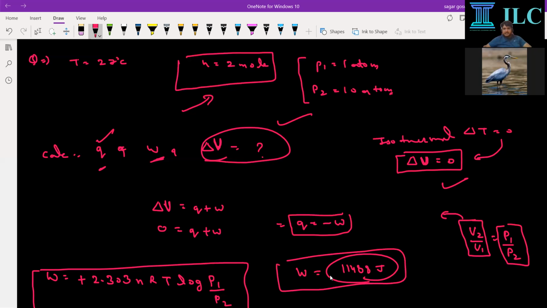So Q is negative. 11,488 is the magnitude, so Q will be minus 11,488. Just by finding the work done, you have already found Q. So this is how we can do it. This is the first law of thermodynamics. It is a little bit tricky because so many people get confused: what is work done, what is heat, why delta U becomes zero in the isothermal case. If you just remember these things, then you won't face any difficulty.